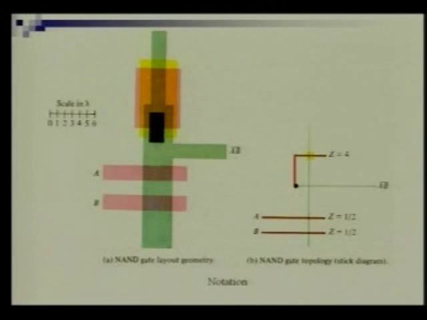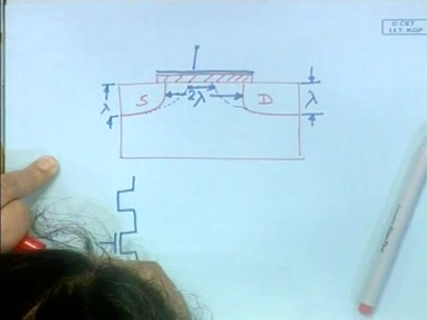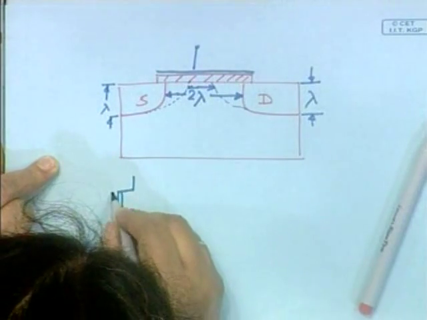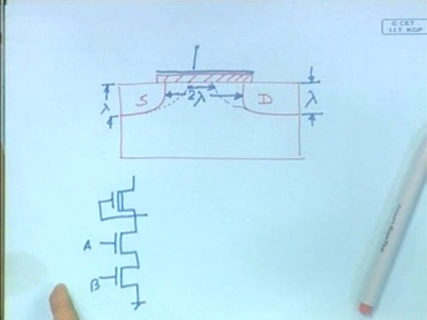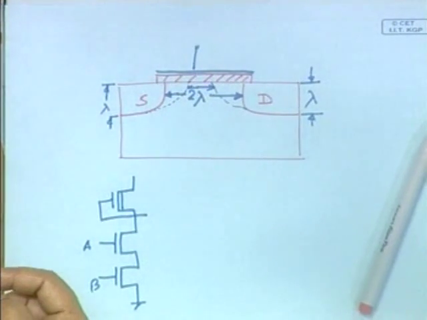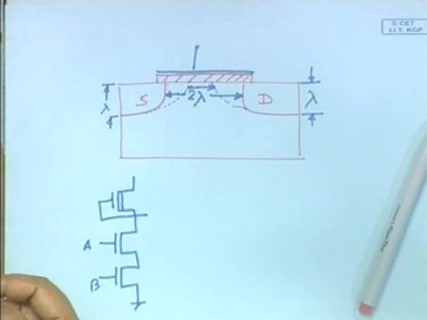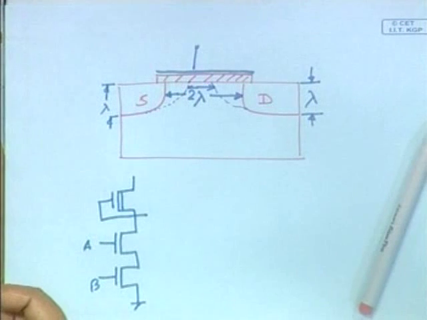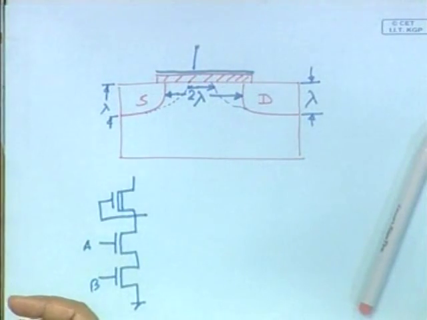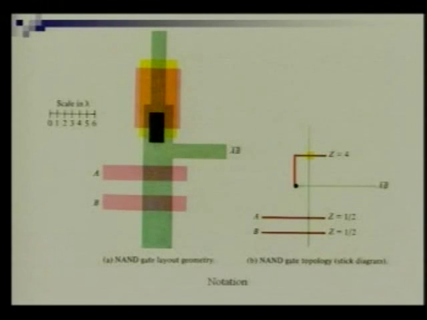It's a NAND gate. This green line is the diffusion. The NAND gate has one input A and one input B, and here is a depletion mode type of transistor. You can see that the green line is the diffusion line, A is the polysilicon gate, B is the polysilicon gate, yellow is the ion implantation, and red is the polysilicon gate. So, this color diagram is representing one NAND gate.